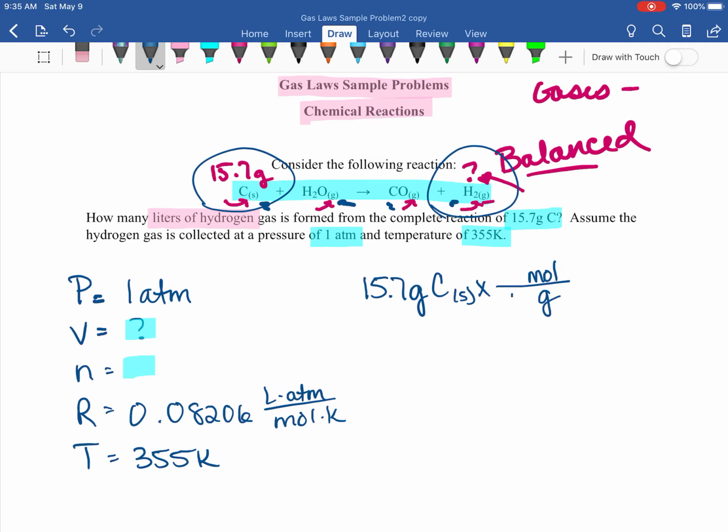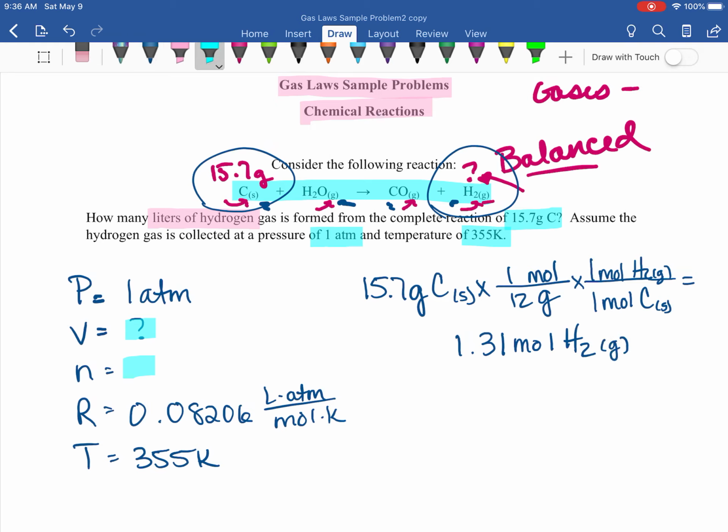We've got our carbon solid. Let's convert that to moles. I'm going to round and use 12. And then I'm going to convert that using my mole ratio. So we've got 1 mole of our carbon to 1 mole of our hydrogen gas. Okay, well, that was nice. All right, grab your calculator. Let's do it. 15.7 grams of carbon turns out to be 1.31 moles of hydrogen gas.